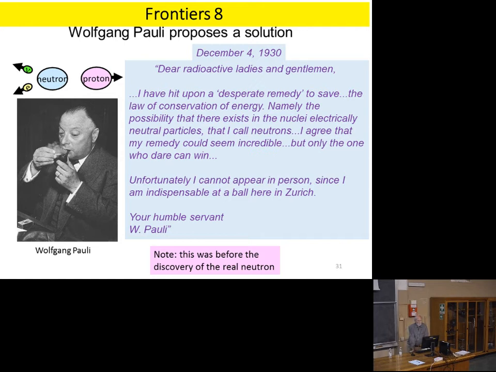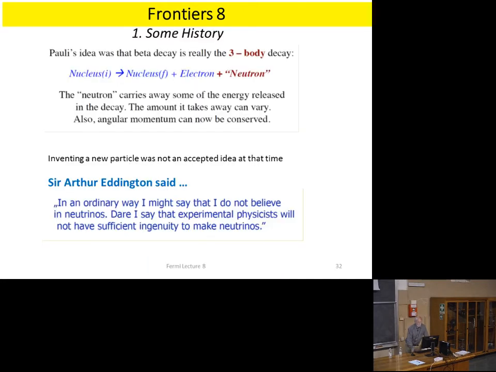So notice that this was 1930, and that was actually before we discovered the neutron itself. So there's some confusion here in the wording that I'll explain. Pauli's idea then was that the beta decay itself is really a three-body decay, and that's why you don't get a sharp peak. And so the nucleus decays into another nucleus, plus an electron, plus what he called the neutron. The neutron carries away some of the energy that's released in the decay.